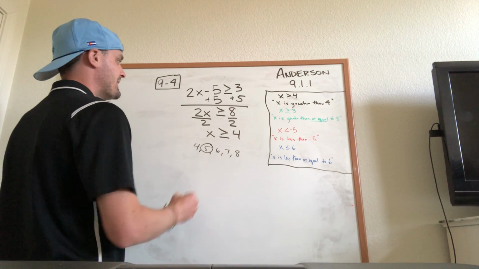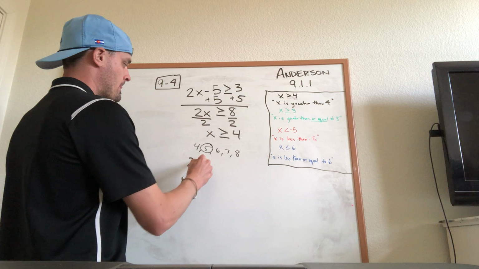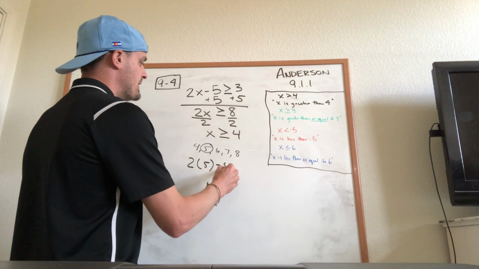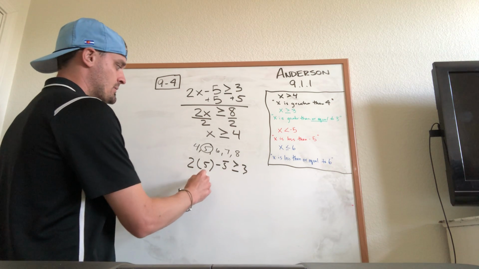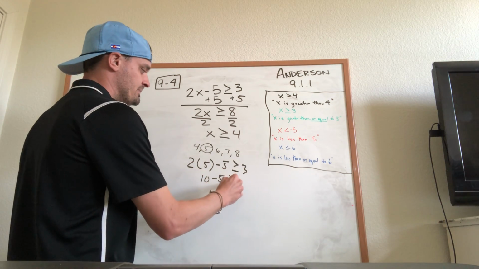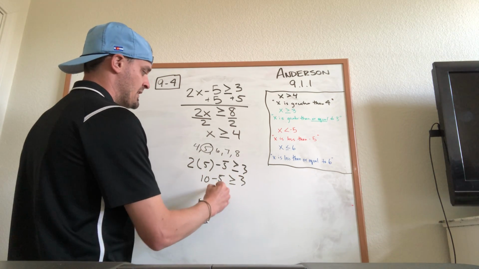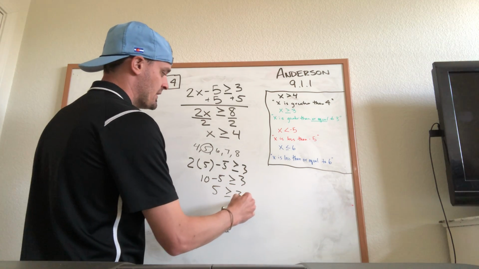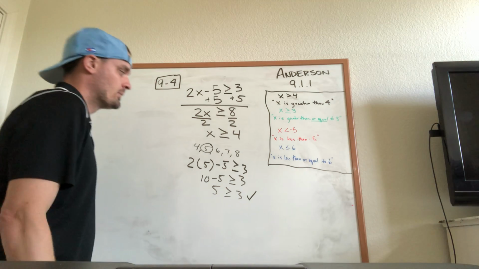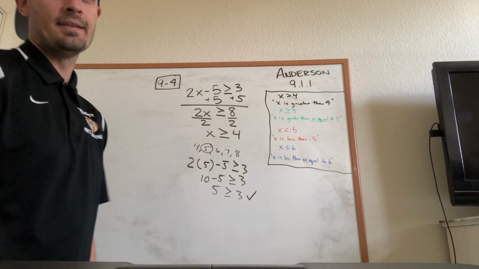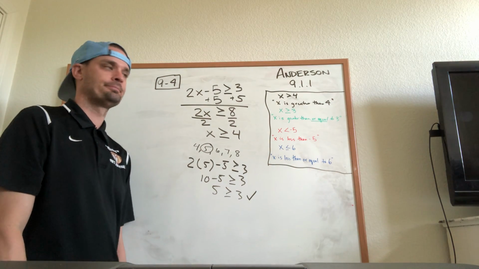So if I plugged in 5 to my original inequality, 2 times 5 minus 5 is greater than or equal to 3. 2 times 5 is 10. I get 5 is greater than or equal to 3, which is true. So I know 5 would fit that inequality.